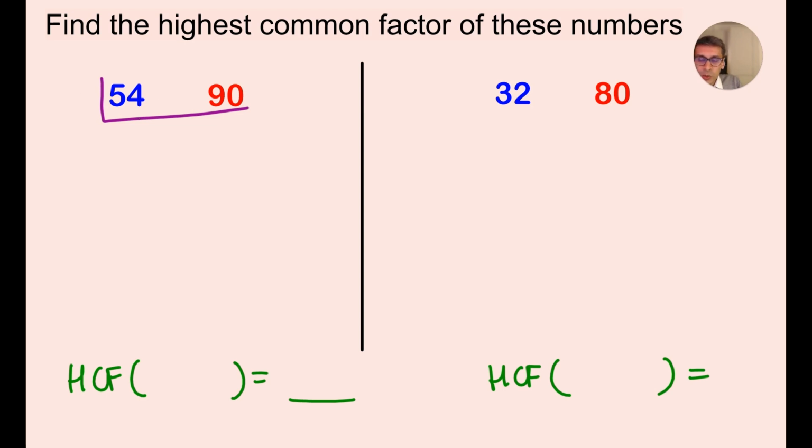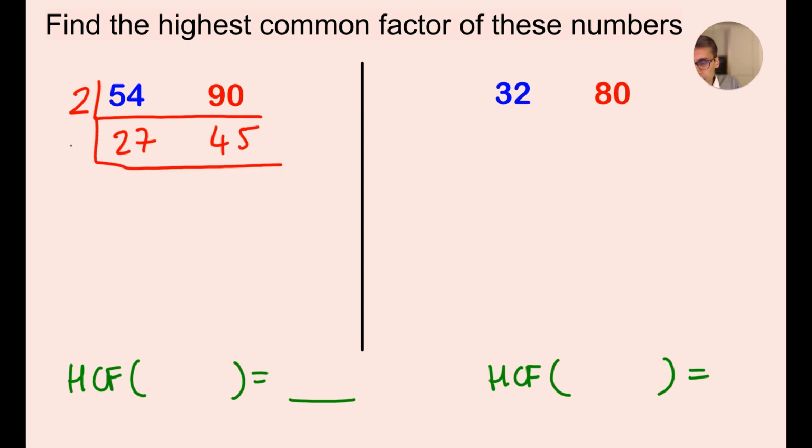Now 54 and 90, we can divide by 3, we can divide by 2, and actually we can divide this by 9 as well. But I'm just going to stick with prime numbers for this. You don't have to do prime numbers. This is not prime factor decomposition. So let's divide these by 2. 54 divided by 2 gives you 27. 90 divided by 2 is 45.